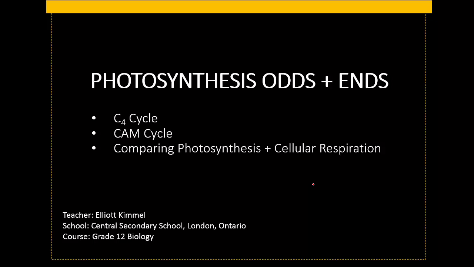Now we're close to the end of the photosynthesis unit and I want to do something called photosynthesis odds and ends, and I will be talking about the C4 cycle, the CAM cycle, and comparing photosynthesis and cellular respiration. Now, the textbook reference is Nelson Biology 12, so if you have that textbook available, I'll be showing you the page numbers and you can follow along, or if you have diagrams or worksheets, you can use those.